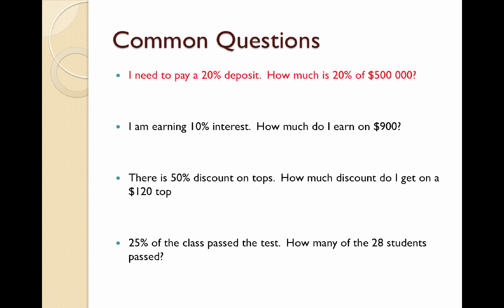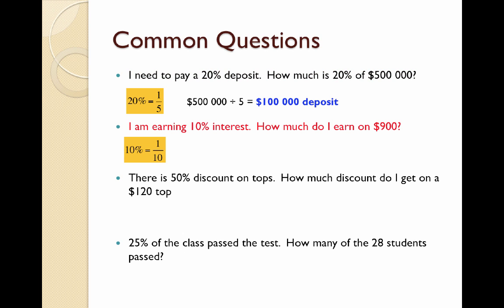So let's look at our first one. We need to remember that 20% is 1/5. So I want to take $500,000 and divide it by 5. This tells me that I'm going to have a $100,000 deposit. For 10% interest, I need to remember that 10% is 1/10. So I'm going to take the $900 that I'm going to earn interest on and divide it by 10 to get $90 worth of interest.